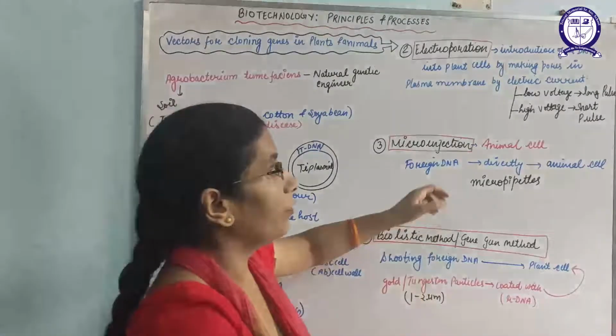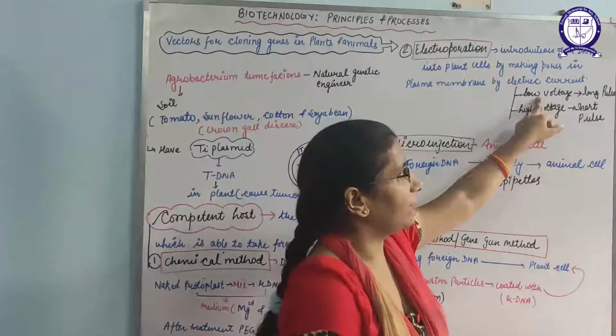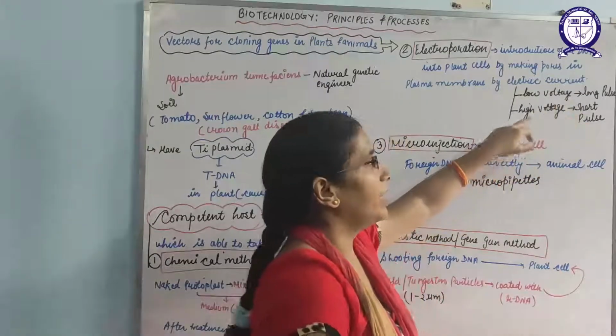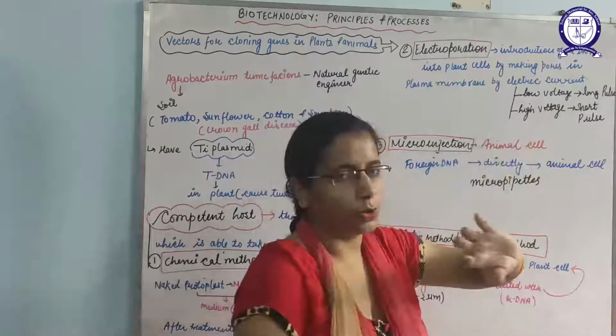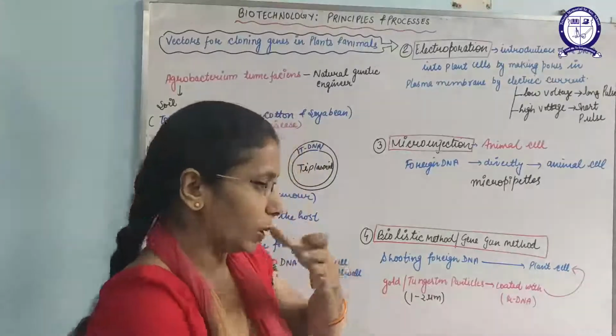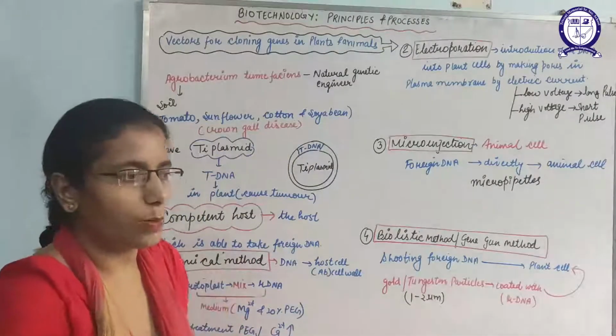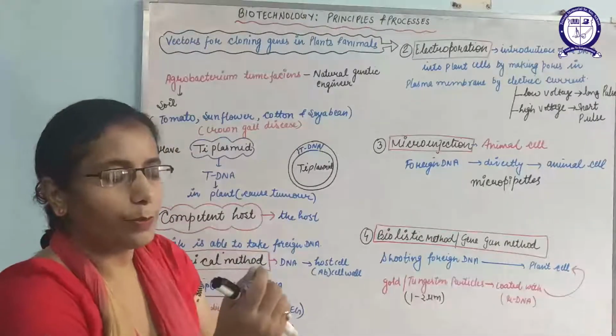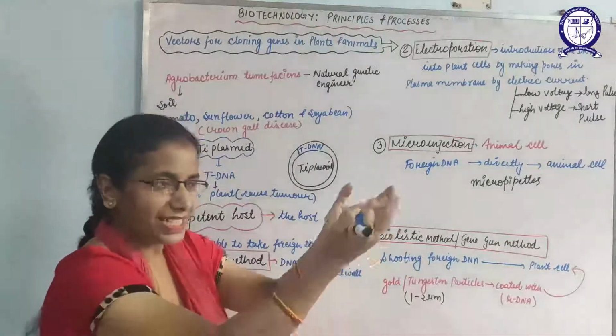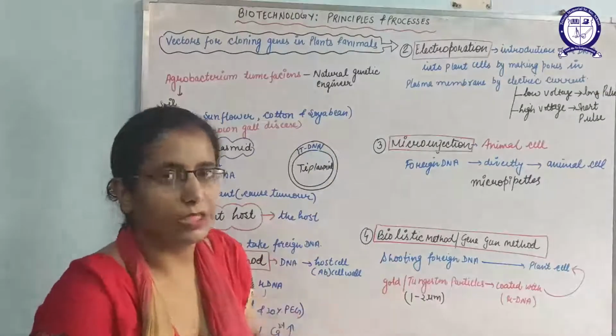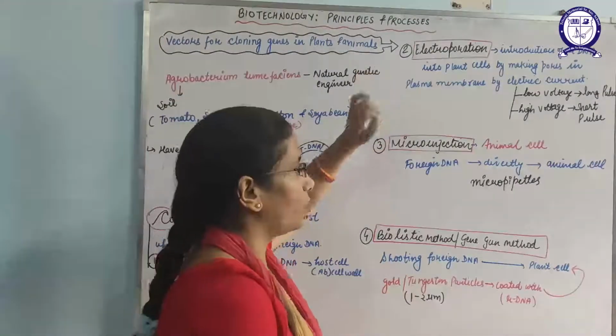It will depend. If we are using low voltage current, then we provide it for a long pulse. And if we are using high voltage current, then for a short pulse. This electric current will produce pores in the plasma membrane, and with the help of these pores, those microbes can easily take the recombinant DNA from the medium. So this is known as electroporation.